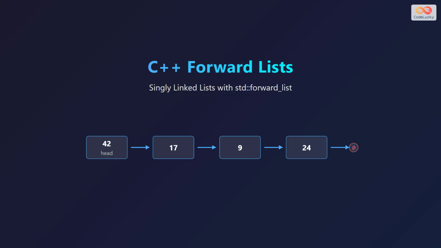Welcome to this tutorial on C++ forward lists. Forward lists are singly linked lists that are part of the C++ standard library. In this video, we'll explore what forward lists are, how they work, and when you might want to use them. We'll also look at some code examples to help you get started.